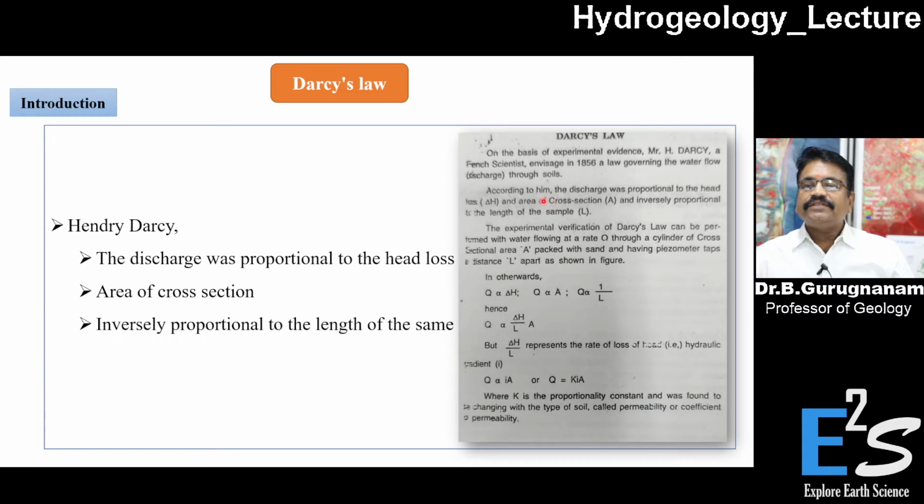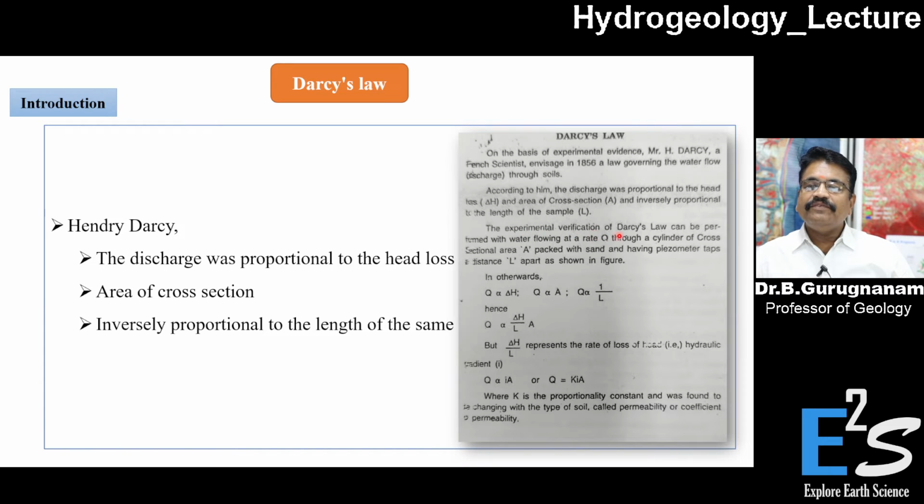What does his law say? According to Henry Darcy, the discharge was proportional to the head loss delta H, first point, and the area of cross section, second point. It is directly proportional to the area, directly proportional to the head loss, and inversely proportional to the length. What is the length at which you know that it is inversely proportional?